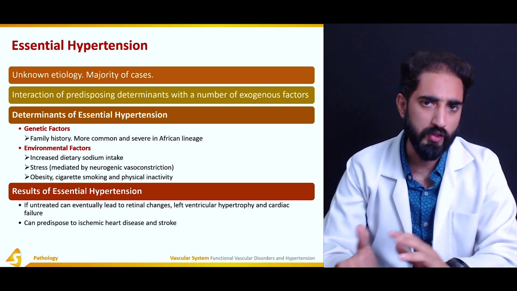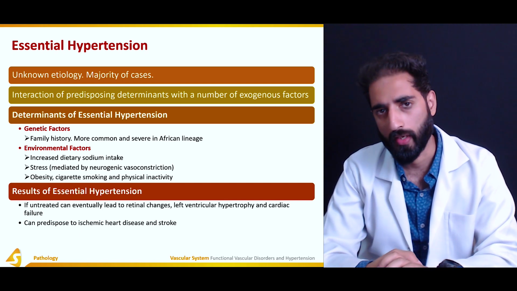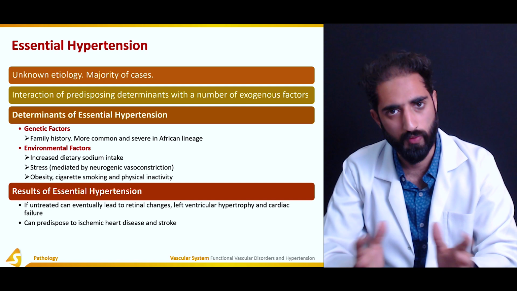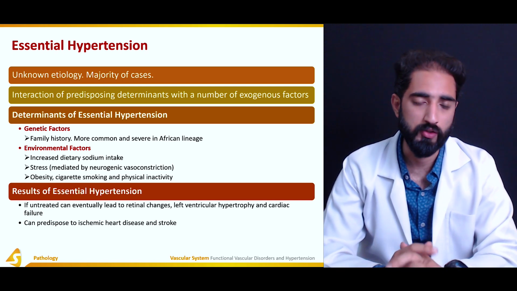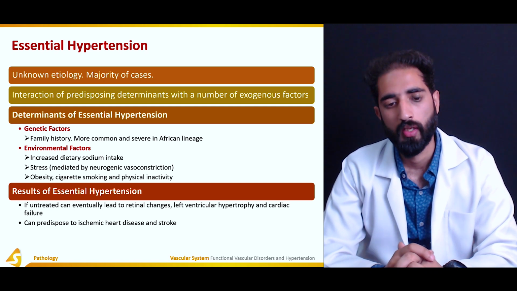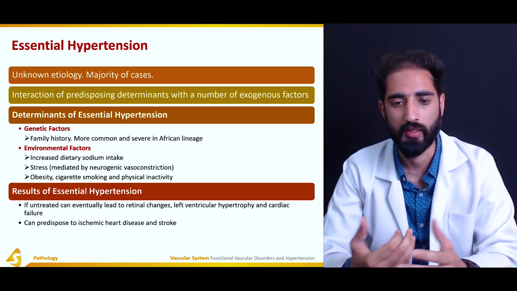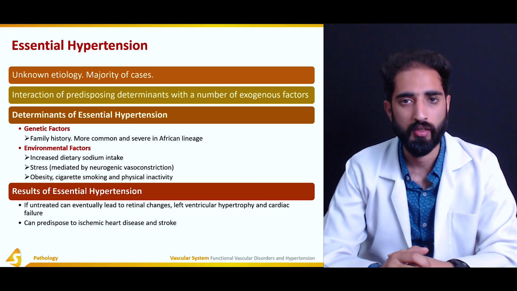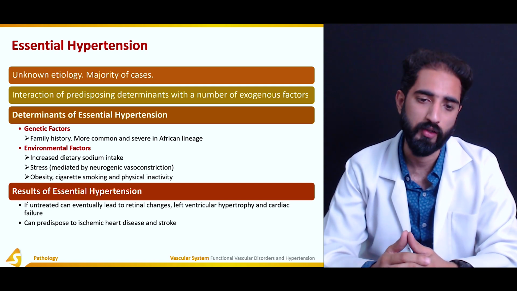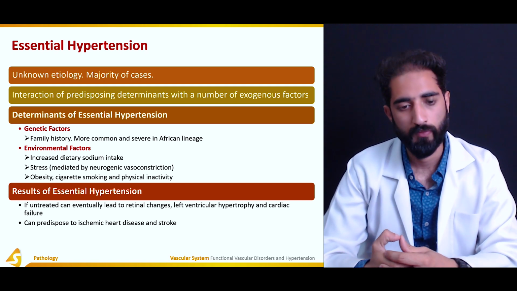However, in some individuals, it is observed that they have a very high dietary sodium intake, but it is not associated with hypertension. But in others, it is associated with hypertension as well. On the other hand, there is stress, because stress results in neurogenic vasoconstriction, which results in high blood pressure and hypertension. Other modifiable risk factors include obesity, cigarette smoking, and physical inactivity.